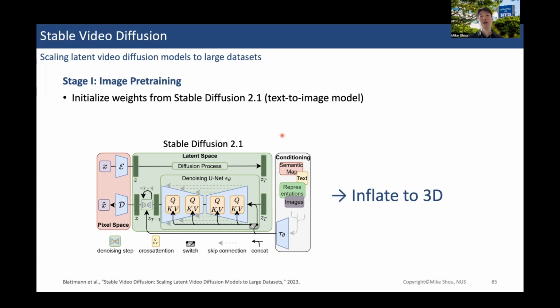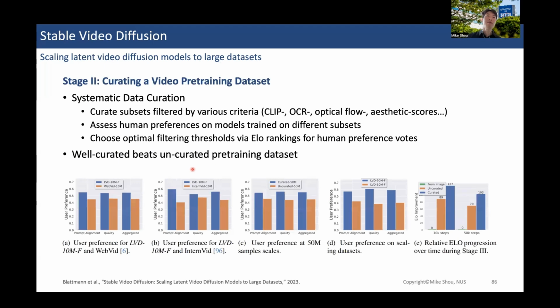And then we are going to do this stage 2, video training. Before that, we do some inflation to inflate it to be a 3D model. And once we inflate the 2D model to 3D, then we can train on the video dataset. So this LVD dataset we just mentioned, they use it for pre-training. So it's a pretty massive scale training.